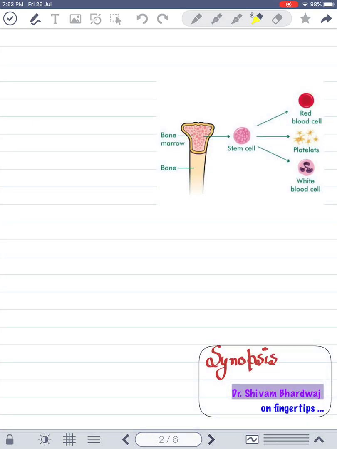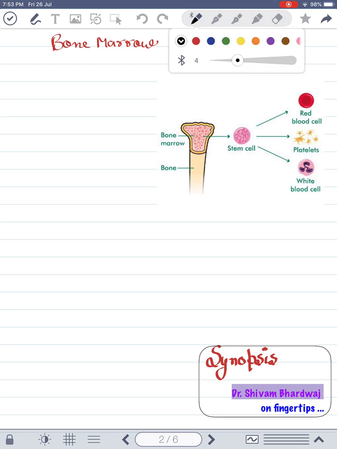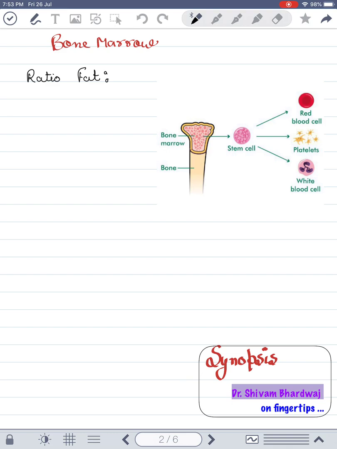So first of all, if I talk about the bone marrow, let's talk about the striking features of the bone marrow. If I talk about the content of the bone marrow, there are two important ratios for us to talk about. One is the fat to hematopoietic ratio. Bone marrow contains fat as well as hematopoietic contents, and the ratio is equal, that is 1:1.